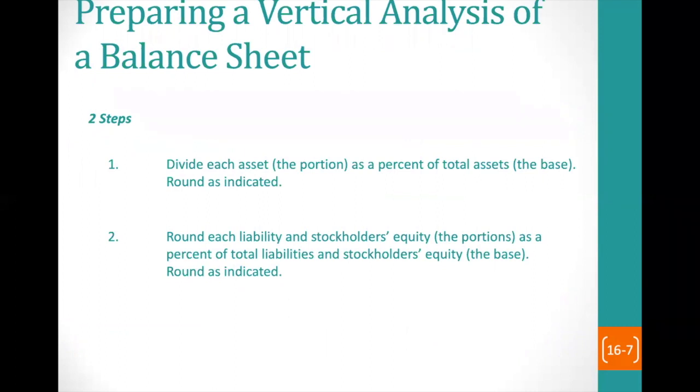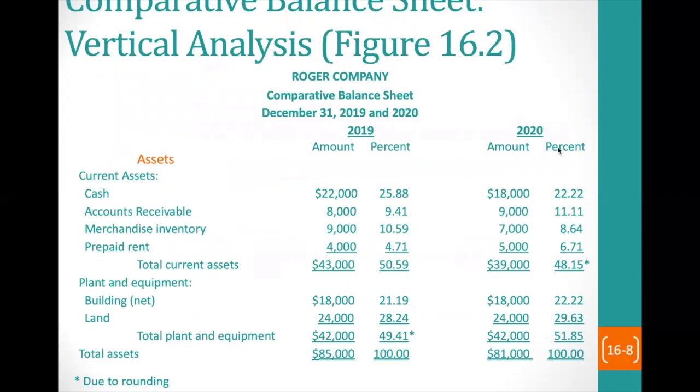Oftentimes, financial statement readers want to analyze reports that contain data for 2 or more successive accounting periods. To make this possible, companies present a statement showing the data for these periods side by side. This is called a comparative statement. So in looking at the vertical analysis, this is a comparative balance sheet. You see, you have your 2019 column and your 2020 column for Roger Company.